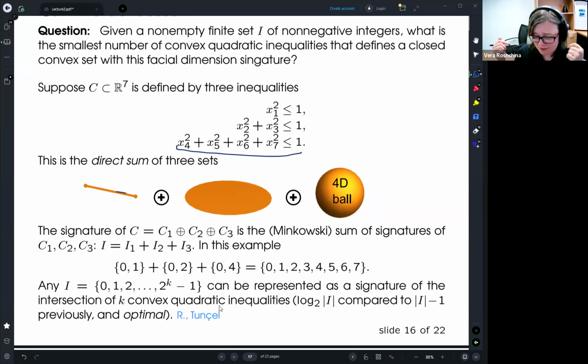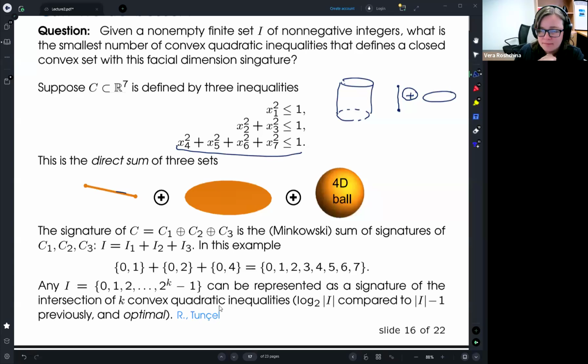So now I'm going to construct a convex set by taking the direct sum of these sets, right? So a very basic idea of a direct sum is if I want to generate something like a finite compact cylinder, then I can get it by taking a line segment in 1 dimension, right? And then adding a disk in a 2-dimensional space, right? So I'll get a 3-dimensional set that looks like this.